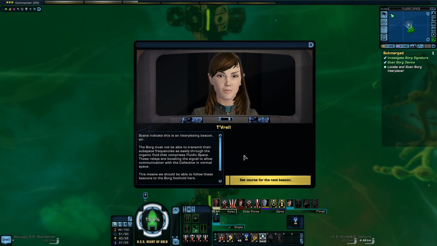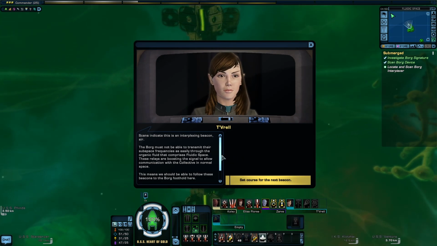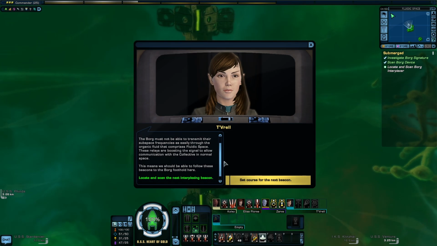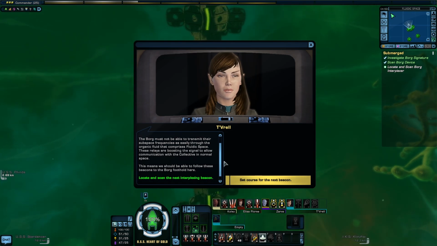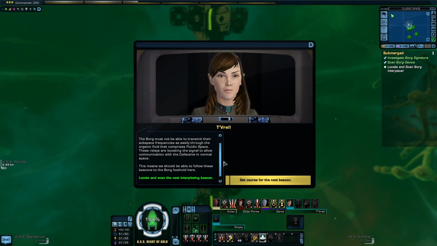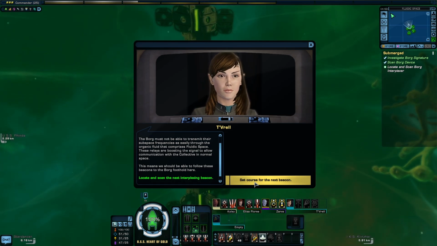Scans indicate that this is an interplexing beacon. The Borg must not be able to transmit their subspace frequencies as easily through the organic fluid that comprises fluidic space. These relays are boosting the signal to allow communication with the collective in normal space. This means we should be able to follow these beacons to the Borg foothold. Set course for the next beacon.